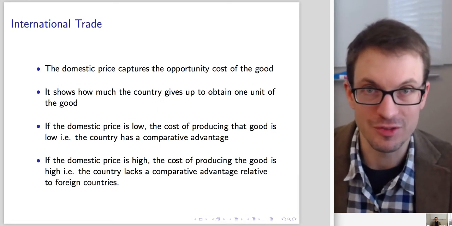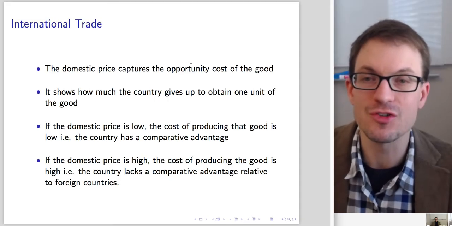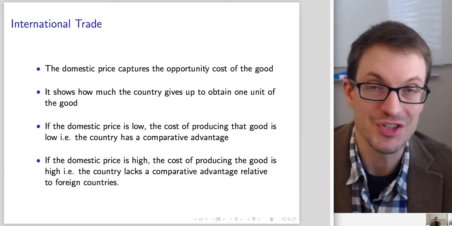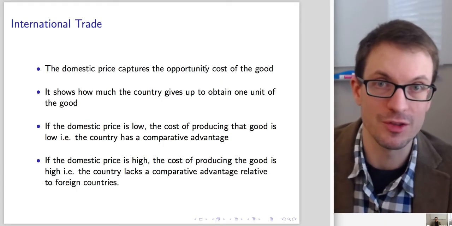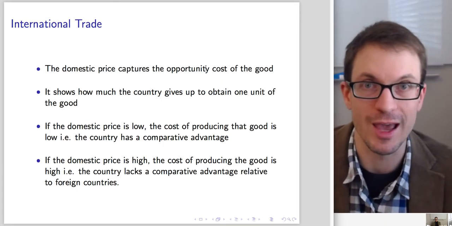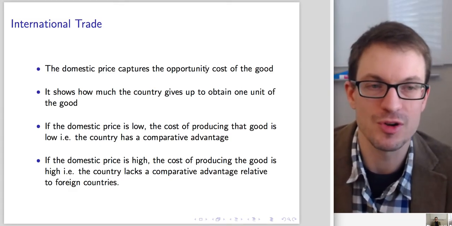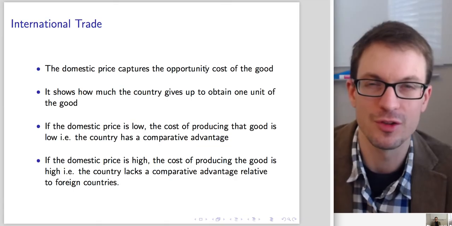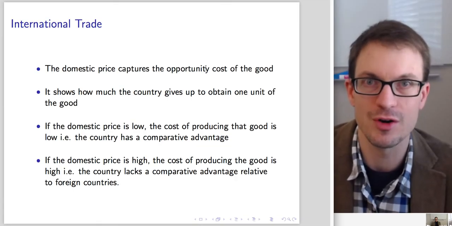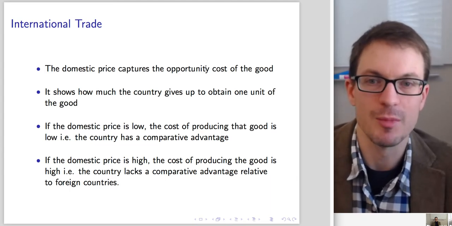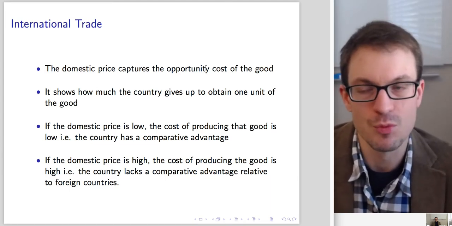So what's the domestic price doing? We have an interesting interpretation. Remember opportunity costs. Opportunity costs measure what's sacrificed, what's given up when you do one thing instead of another. So it's the value of the next best alternative use of a resource. Well, the domestic price is capturing the opportunity cost of the good. So think back to the production possibilities frontier and comparative advantage. The domestic price shows essentially how much that country is giving up to obtain one more unit of the good.